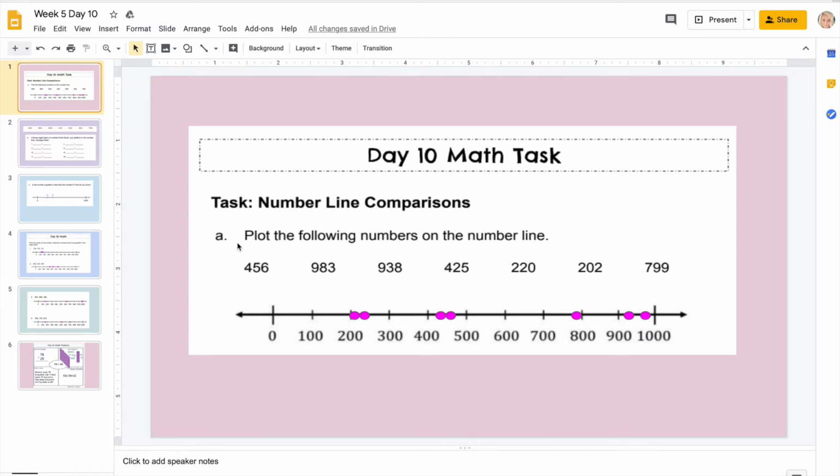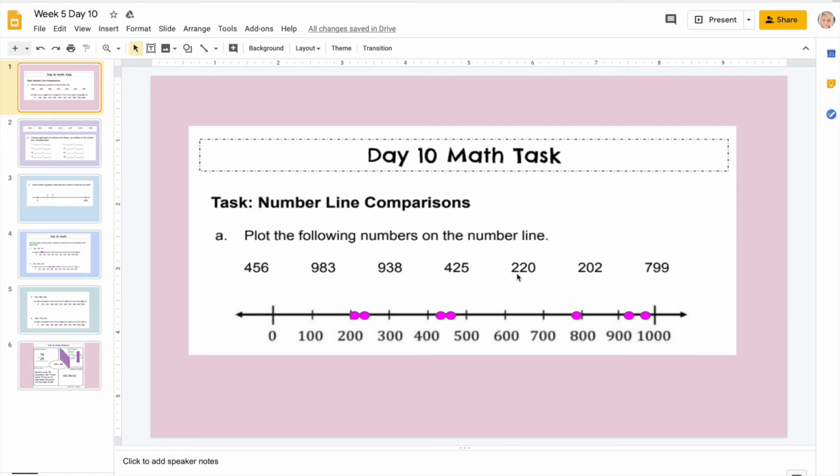So A is asking us to plot the following numbers on the number line. They've given us numbers and we need to plot them. We have 456, 983, 938, 425, 220, 202, 799. And as you can see, there are some numbers that are very similar.